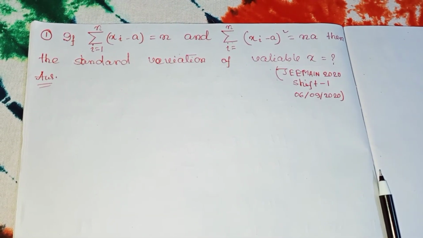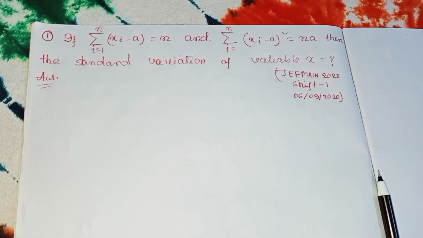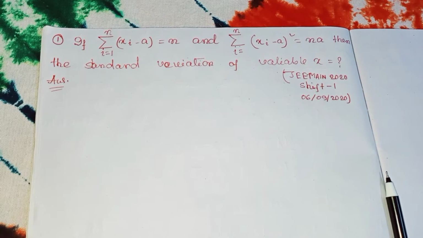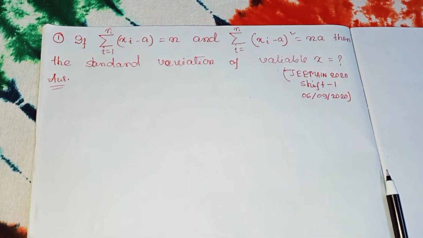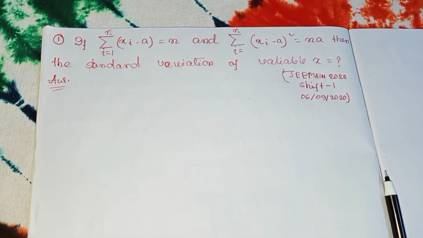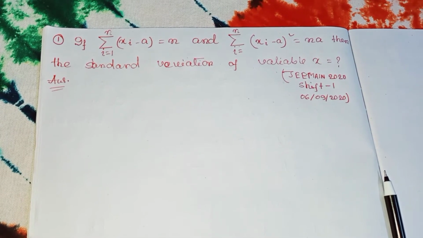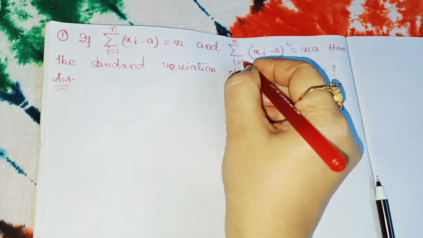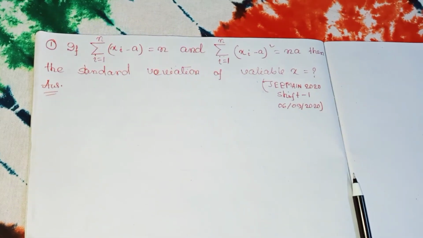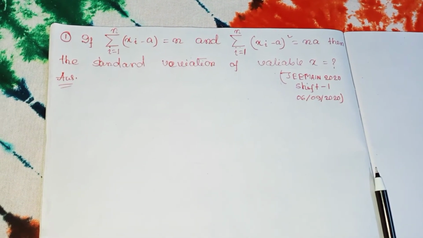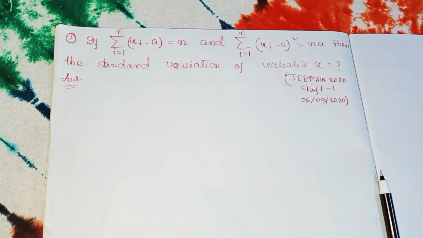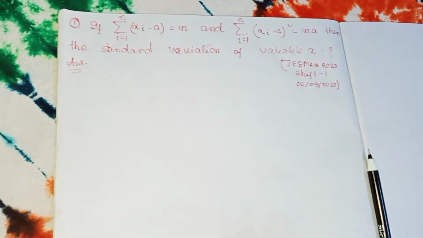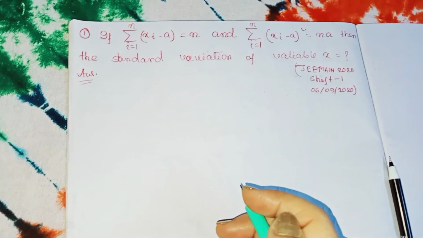Today we solve JEE Main Shift 1, 6th of September 2020 question. Question number 1. If the summation over i equal to 1 to n of (xi minus a) is equal to n, and the summation over i equal to 1 to n of (xi minus a) whole square is equal to na, then the standard deviation of variable x is equal to what? This is a question in statistics and it's a memory based question.